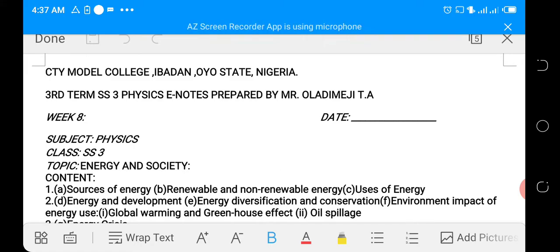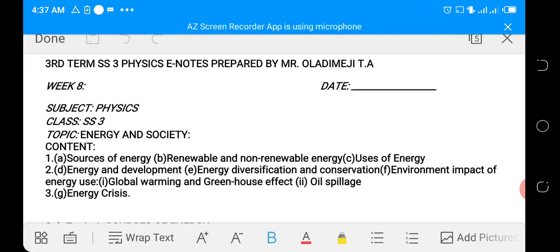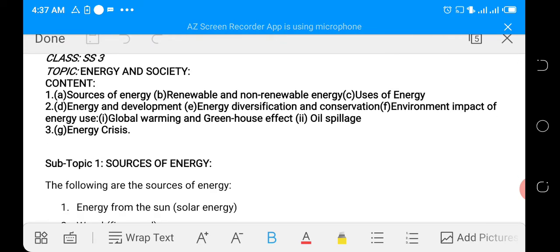Energy and society. We are going to consider the following subtopics: sources of energy, renewable and non-renewable energy, uses of energy, energy and development, energy diversification and conservation, environmental impact of energy use, global warming and greenhouse effects, oil spillage and oil energy crisis. Let's begin.